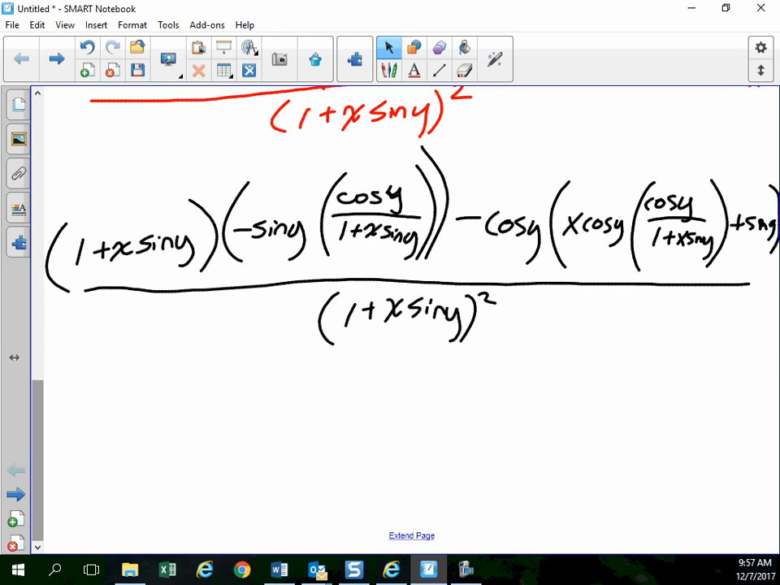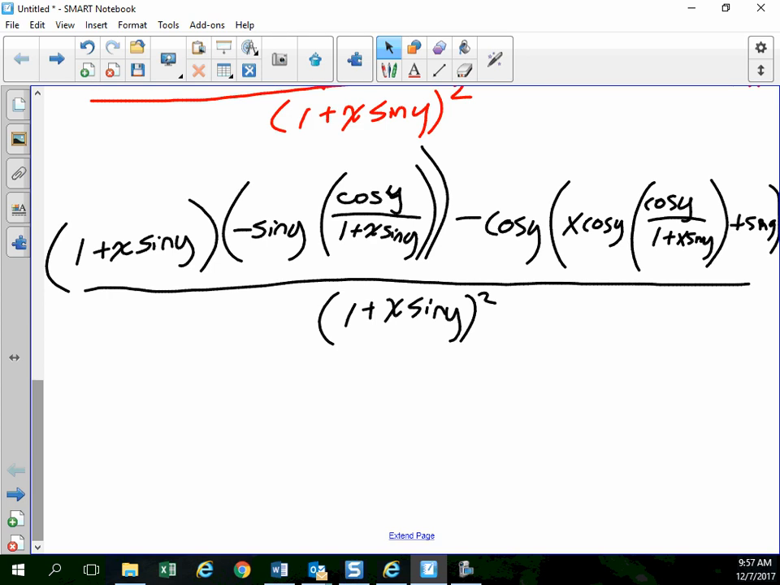That's what I have so far. You cannot leave dy/dx in your answer, so you got this, but that's got fractions within fractions. So much. Oh, so sad. One moment, please. So, here we go.